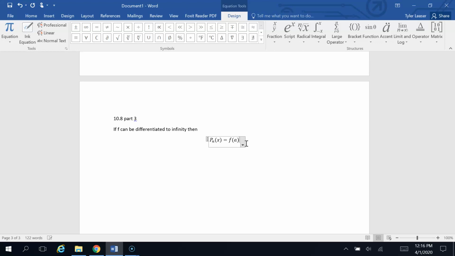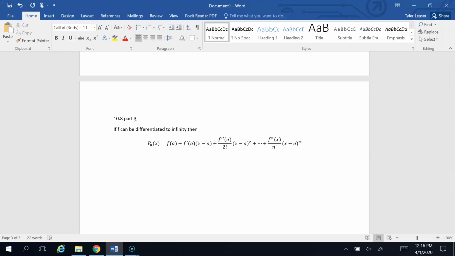And p sub n is going to be the n terms of the Taylor series. So it's going to have that constant f of a out in front, plus the derivative f prime of a times x minus a, plus the second derivative at a divided by 2 factorial times x minus a squared, plus, and then it goes all the way up to the nth term, the nth derivative of f at a divided by n factorial times x minus a to the n. So p sub n is the Taylor series, but just the first n terms. This does not go to infinity. And this is called the Taylor polynomial of order n.